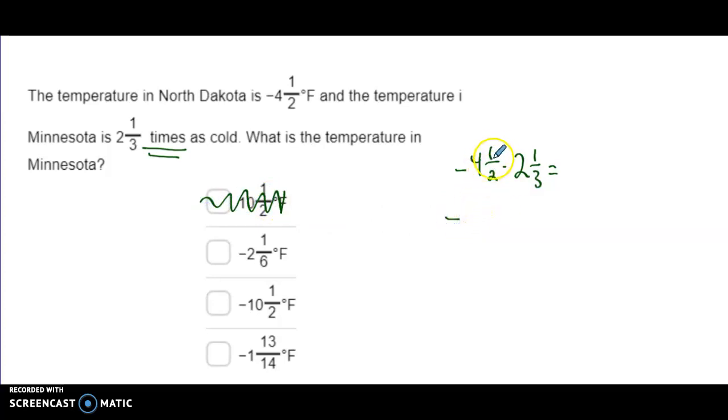And then we like to multiply fractions. So this is -9/2 times 7/3. I'm going to simplify before I multiply. And I get a -21/2, which is an improper fraction that needs to be rewritten as its mixed number equivalent, which is -10 1/2. And thankfully, that's one of the options left available.